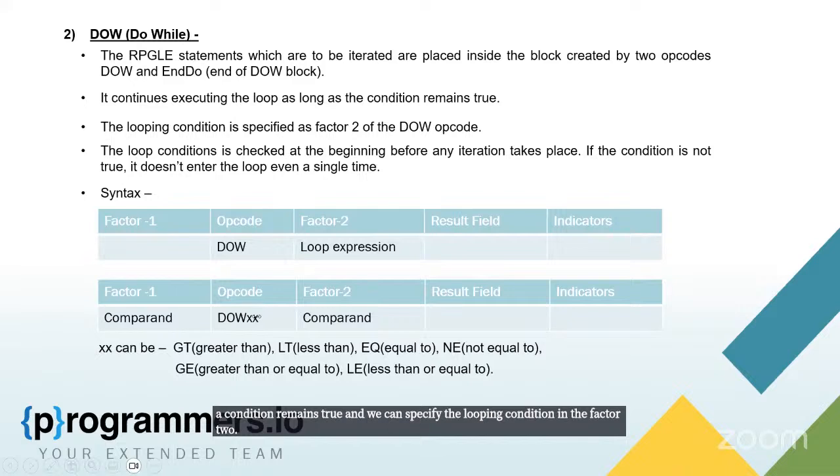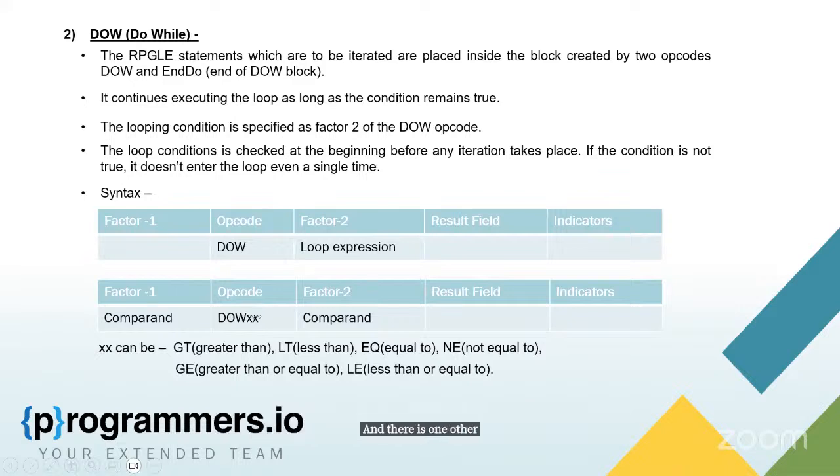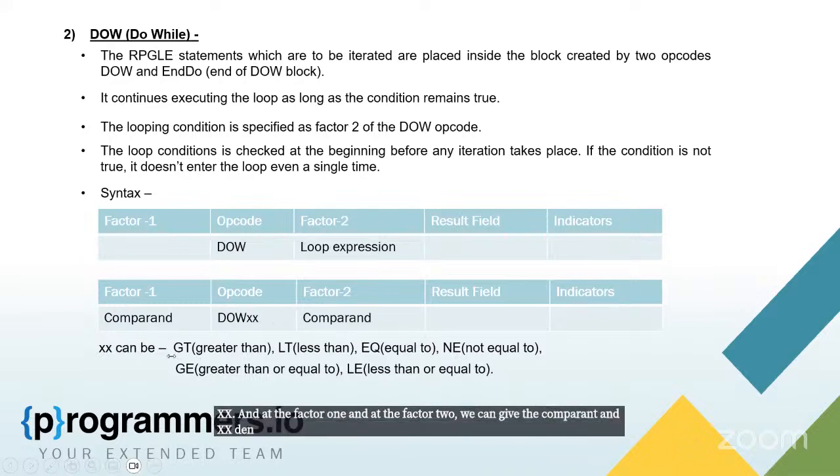And there is one other way to use the do while loop, that we can use it with the comparator XX, and at the factor 1 and at the factor 2 we can give the comparand, and XX denotes the comparator, which can be GT greater than, LT for less than, EQ for equal to, NE not equal to, GE greater than or equal to, and LE less than or equal to.